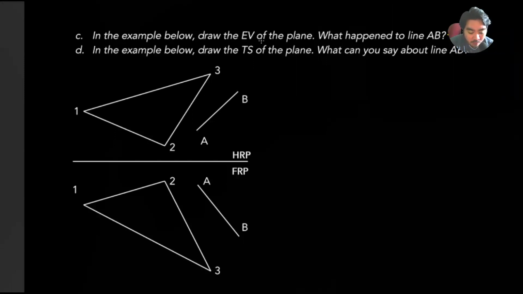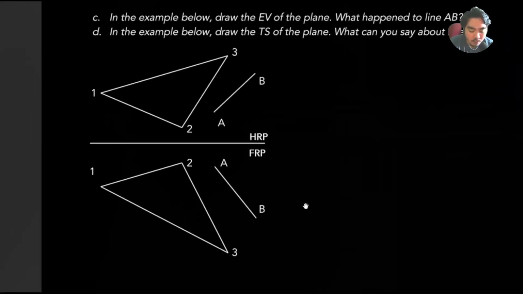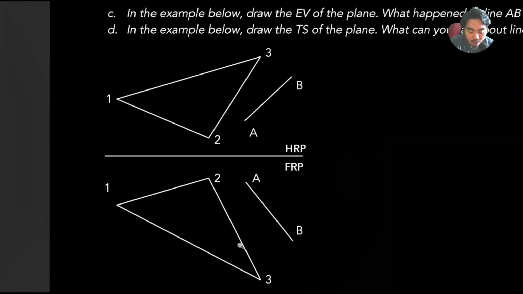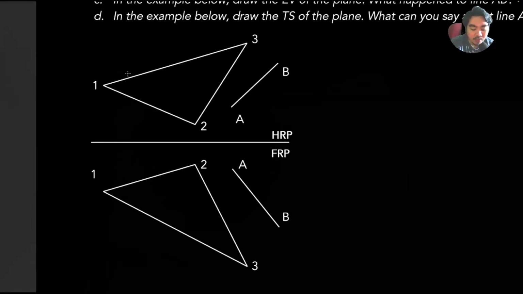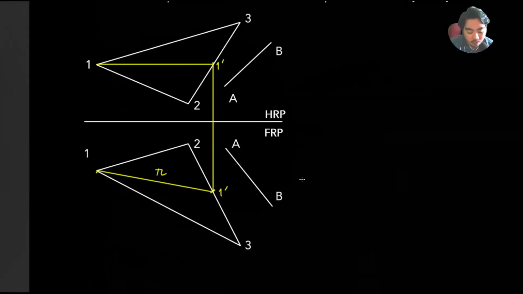In this example, draw the edge view of the plane 1, 2, 3. Okay? Let's draw the edge view, and if we were to draw the edge view, paano natin drawing? Wala tayong convenient line that is already ano no? Tama? Walang convenient line that is already parallel. So let's just do this. So let's do 1, 1 prime para makapag-produce tayo ng own true length natin. Okay? So in this case, our 1, 1 prime is our true length, no?